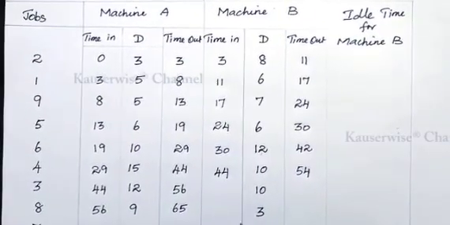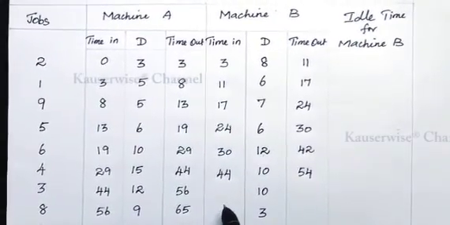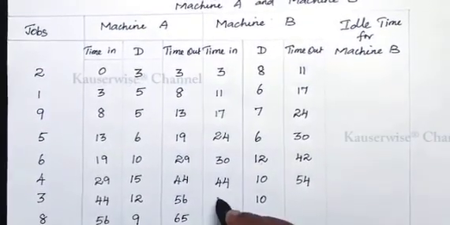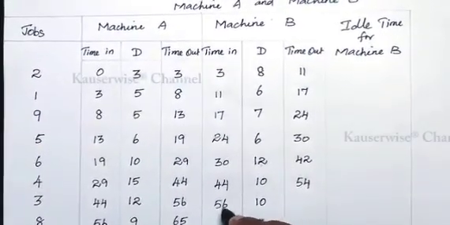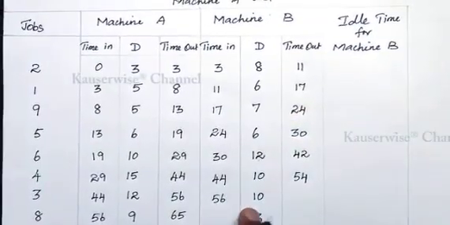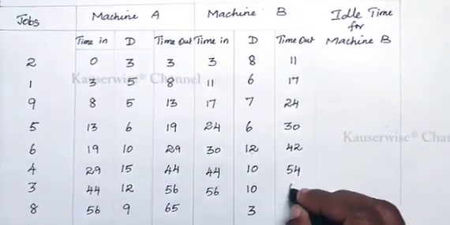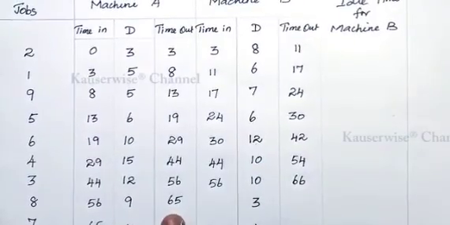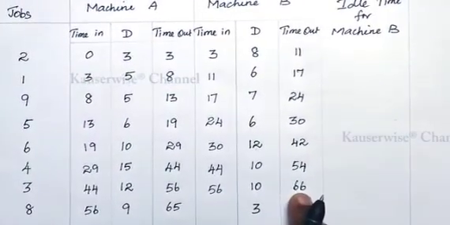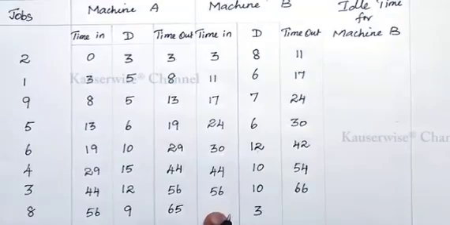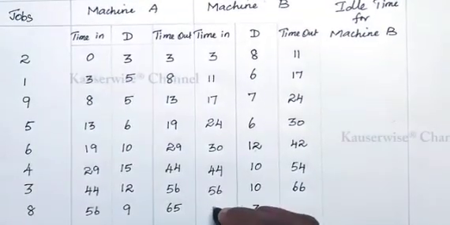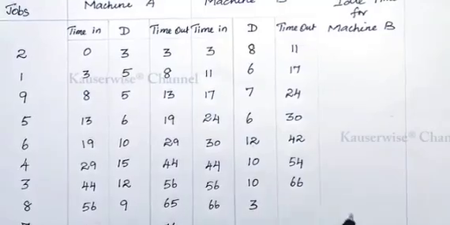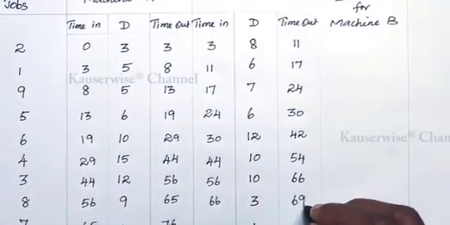So we need to put the greater value as in time for the current job on machine B. So now 56 is the in time on machine B. So 56 plus duration 10, 66 is the out time. Now in the same way for the next one here, 66 is greater than 65. So we have to enter only the greater value. So enter 66 as in time plus 3 hours duration, total 69 is the out time.